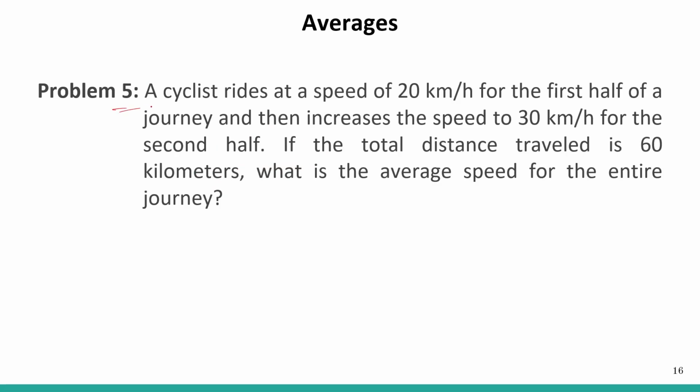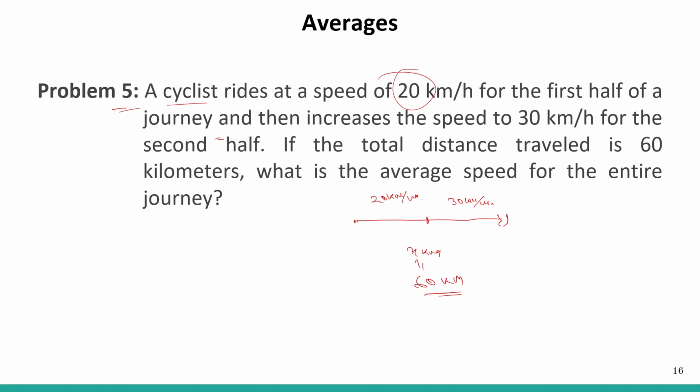So let's see problem number 5. A cyclist rides at a speed of 20 km per hour for the first half of the journey. So let's say his whole journey was X kilometers, right? Up to this, he rode at 20 km per hour. And then increases his speed to 30 km per hour for the second half. If the total distance traveled is 60 kilometers, this is given as 60 kilometers, then what is the average speed of the entire journey?